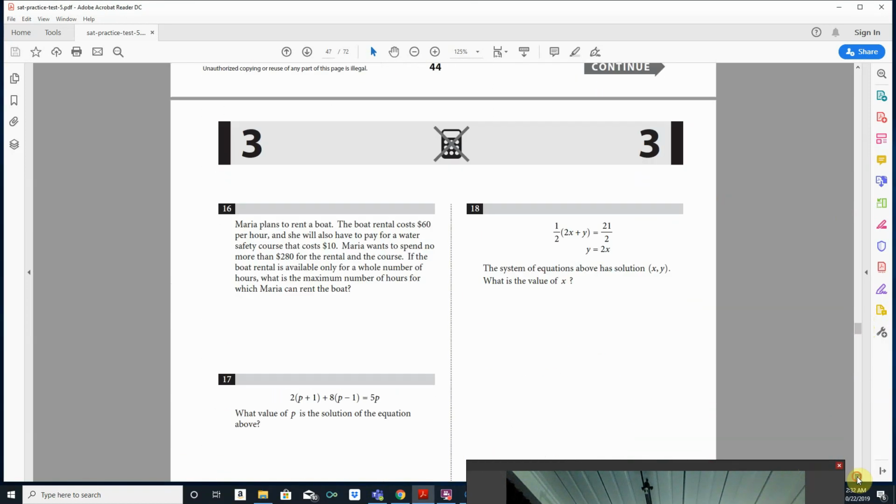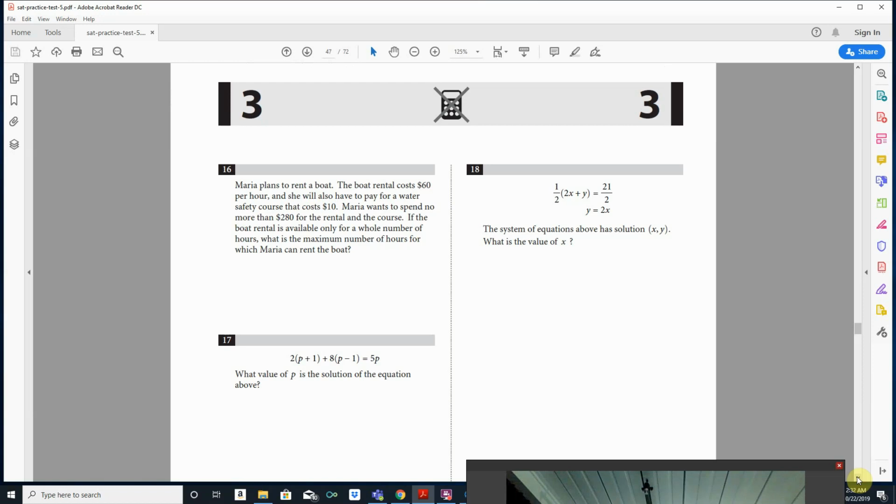Okay, so 16. Maria plans to rent a boat. The boat rental costs $60 per hour, and she will have to pay for a water safety course that costs $10. Maria wants to spend no more than $280 for the rental and the course. If the boat rental is only available for a whole number of hours, what is the maximum number of hours she can rent the boat?